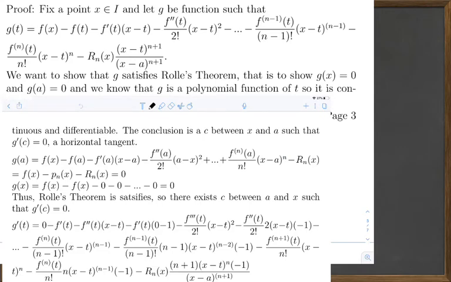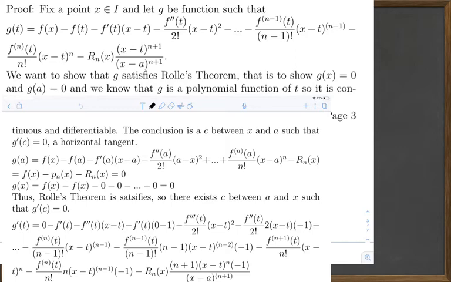For the proof, fix a point x in the interval I, and let g be a function such that g of t is equal to f of x minus f of t minus f prime of t times x minus t minus f double prime of t over 2 factorial times x minus t squared minus dot dot dot minus the (n minus 1)th derivative evaluated at t over (n minus 1) factorial times x minus t to the n minus 1, minus the nth derivative evaluated at t over n factorial times x minus t to the n, minus the nth remainder times x minus t to the n plus 1 over x minus a to the n plus 1.